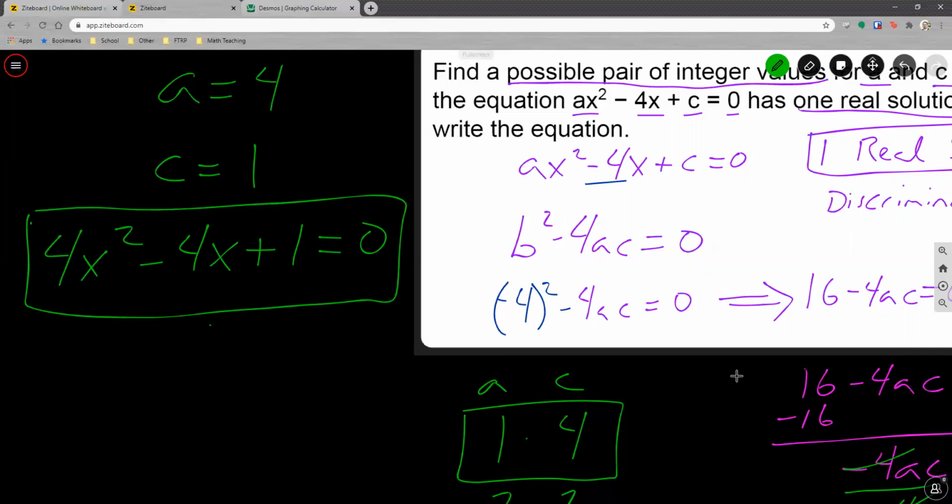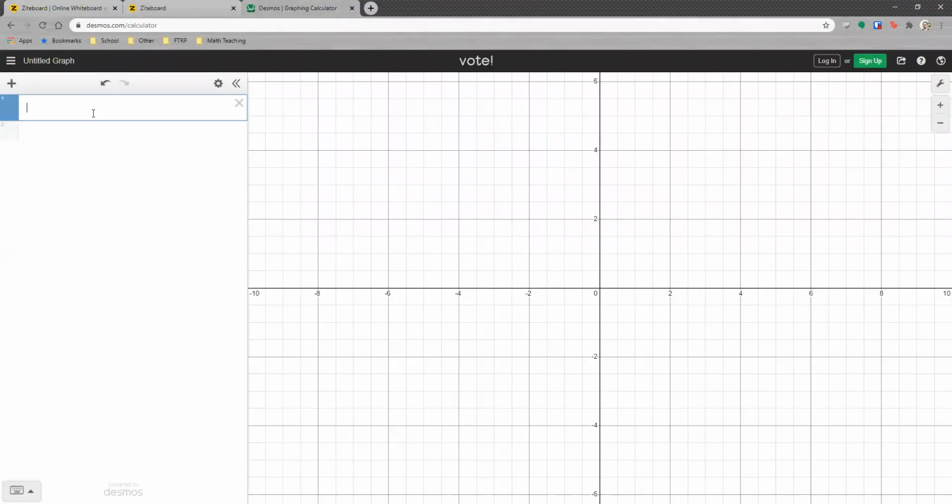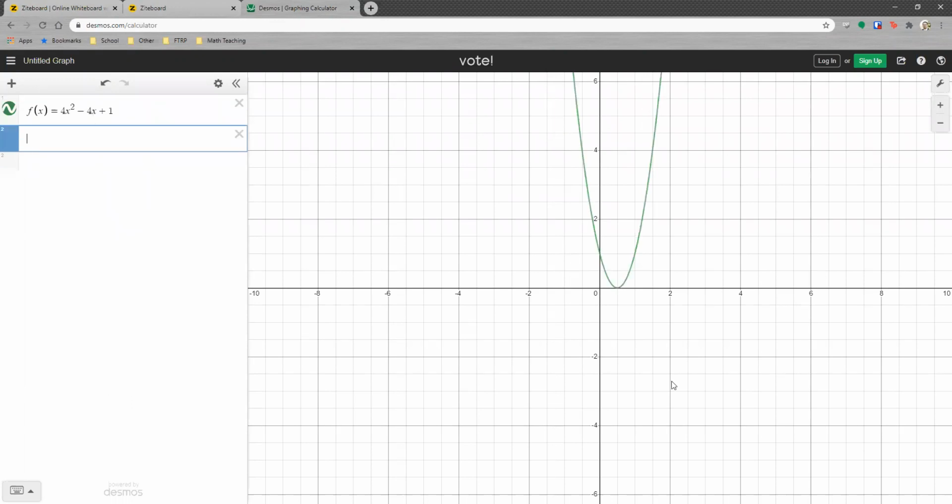And I can test that really quickly by just going into Desmos and graphing. Set it up as a function. 4x squared minus 4x plus 1. Sure enough, I've got one solution. And there we go.